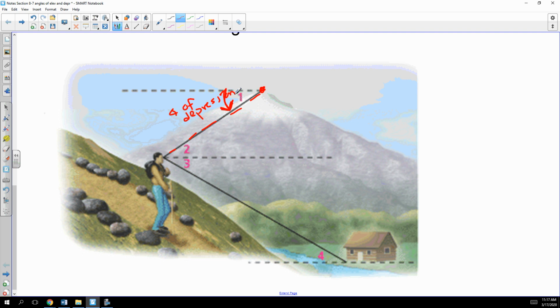And if the hiker looks up at you standing at the top of the mountain, remember here's the horizontal line if he's looking straight ahead, and then he looks up at you, that's an angle of elevation. And then if the hiker looks down at, let's say his dad is down there at the cabin across the river, this is the line of sight, and he looks down towards somebody sitting over here, then angle 3 is an angle of depression.